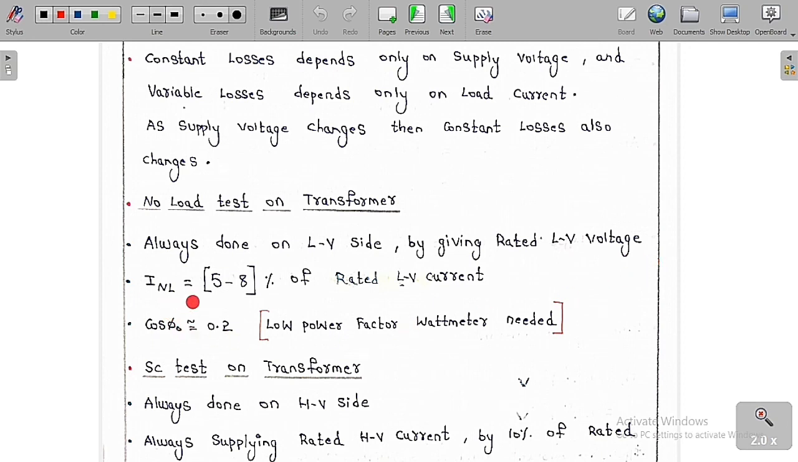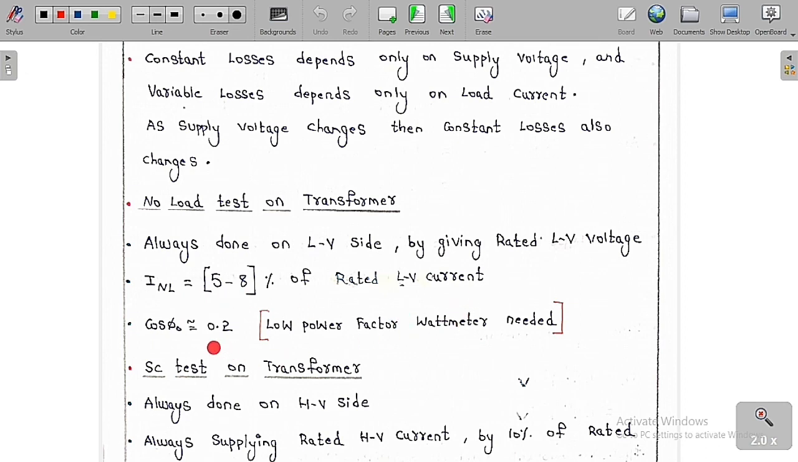The no load current is ideally 5 to 8% of the rated LV current. Therefore, at no load condition, the amount of current drawn is only 5 to 8% of the rated LV current. So simply we can say that the current drawn at no load, I_NL, is equal to only 5 to 8% of the rated LV current.